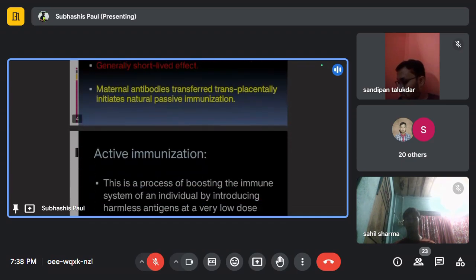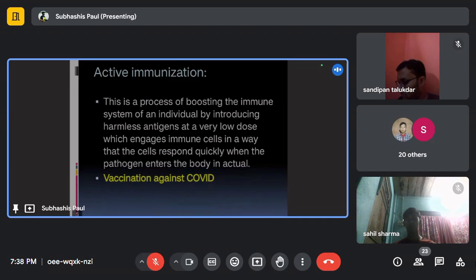The next part is active immunization. So this is the part which we are going to discuss, because vaccination is a prime type of active immunization, where we just stimulate the immune system. We stimulate the immune system to make sure that it reacts in a faster and better way when the pathogen actually comes into the body.